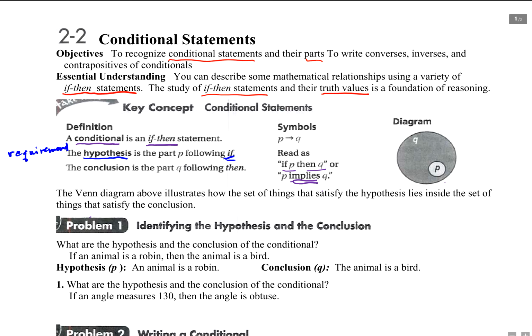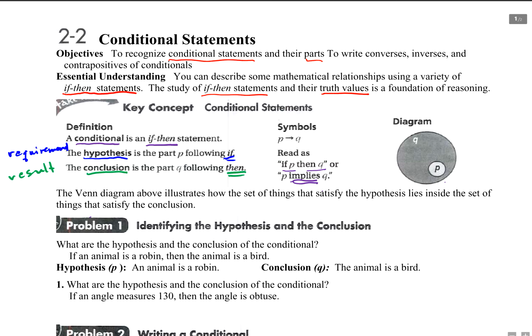This is what is required if this happens, if angles are a linear pair. The conclusion is the Q part, and it always follows the then statement. This is the result. If angles are a linear pair, then they are supplementary. So if you meet the requirement, then the result happens.